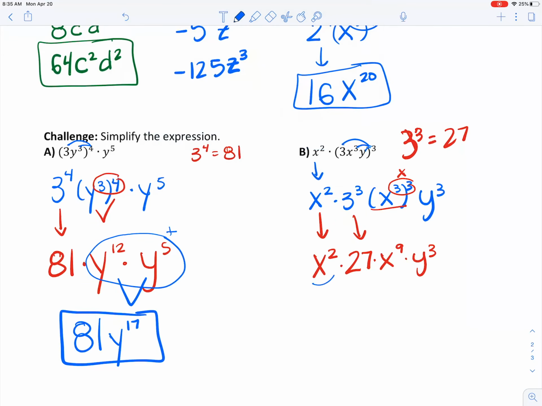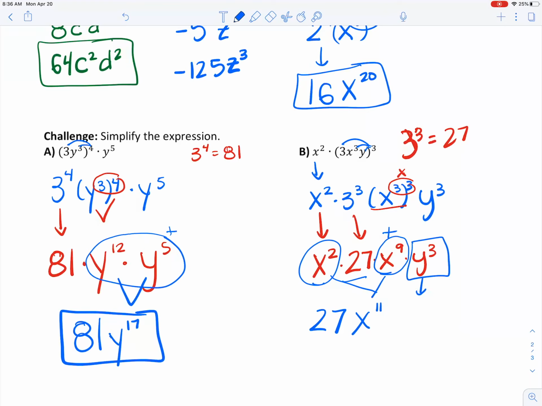All right, now let's see if there's any like terms. I'm going to circle the x's. I'm going to underline that 27, and I'll put a box around the y to the 3rd. So let's put the plain number out in front, the 27. Now x squared times x to the 9th, because they are multiplied, you add the exponents. So that's going to become x to the 11th power. And there's nothing I can do with the y to the 3rd, so I just write it down.